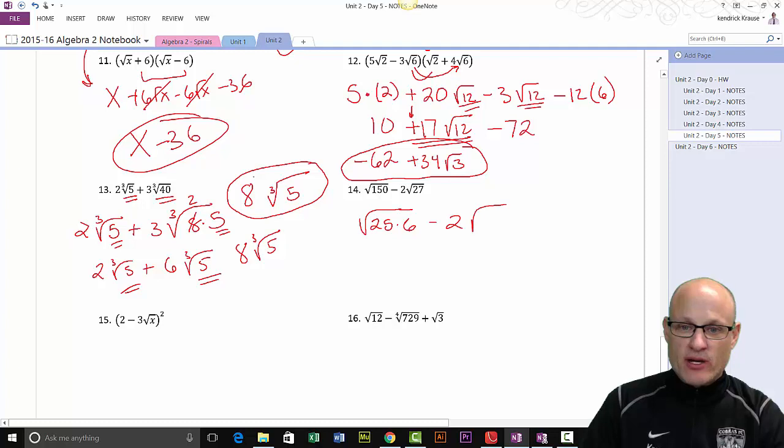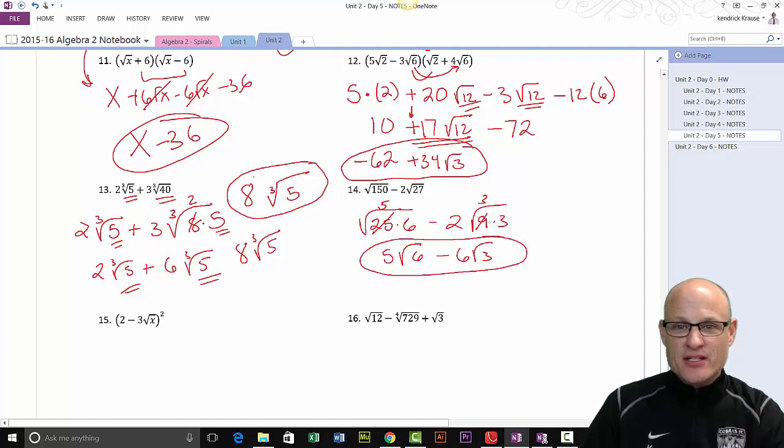Minus 2 radical 9 times 3. The square root of 25 is 5, so I get 5 radical 6. The square root of 9 is 3, minus 6 radical 3. These can't be combined, kids. Sometimes you just end up with an answer like that.